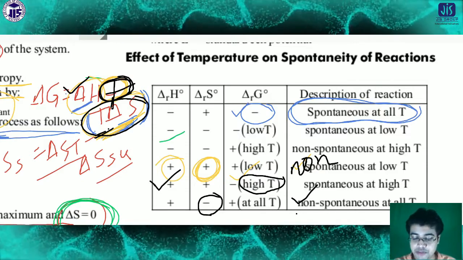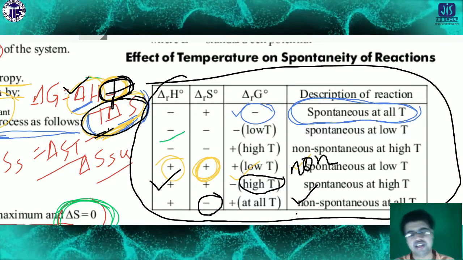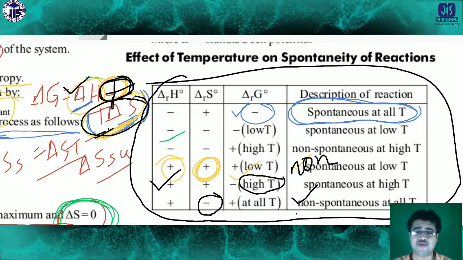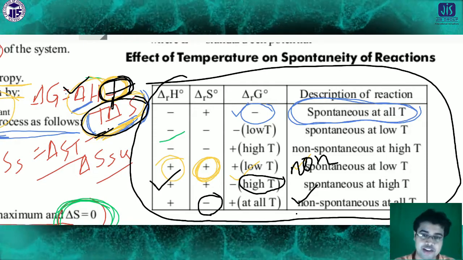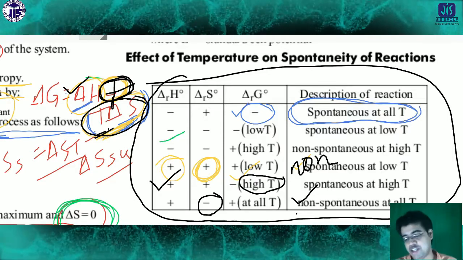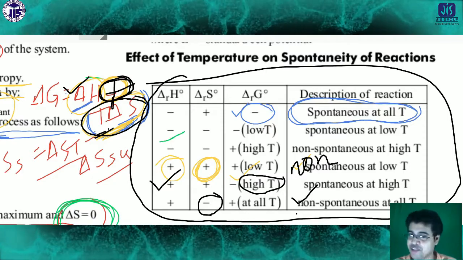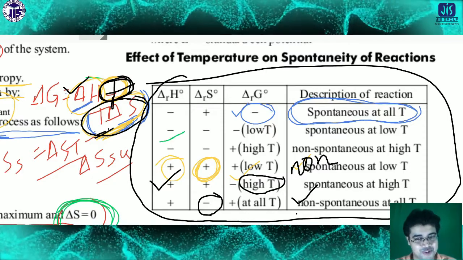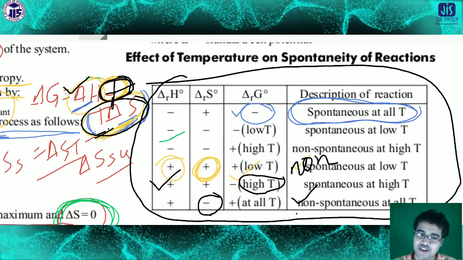So this table is very important. At all temperatures will be negative, so very important. You have to keep in mind that some kinds of MCQ questions may arise from here. So that's why you have to keep in mind this table: when it will be spontaneous, when it will be non-spontaneous, what the delta G, the change of Gibbs free energy, is, etc. All those things you have to keep in mind. So now we will move to some numerical problems from this chapter.